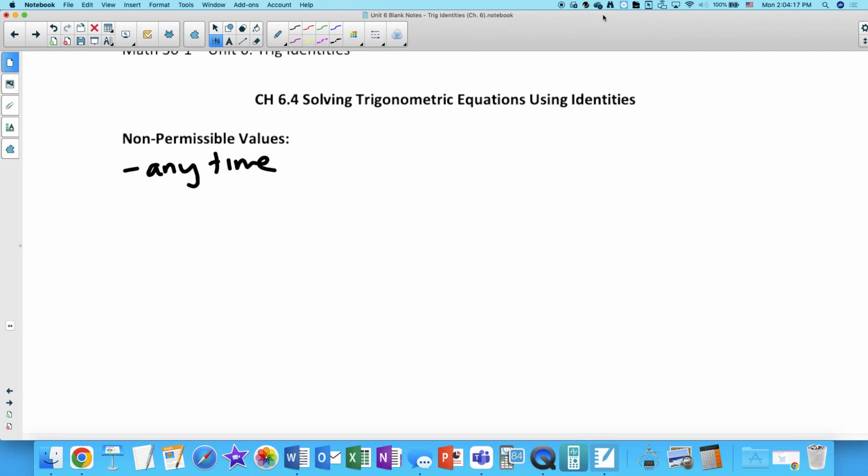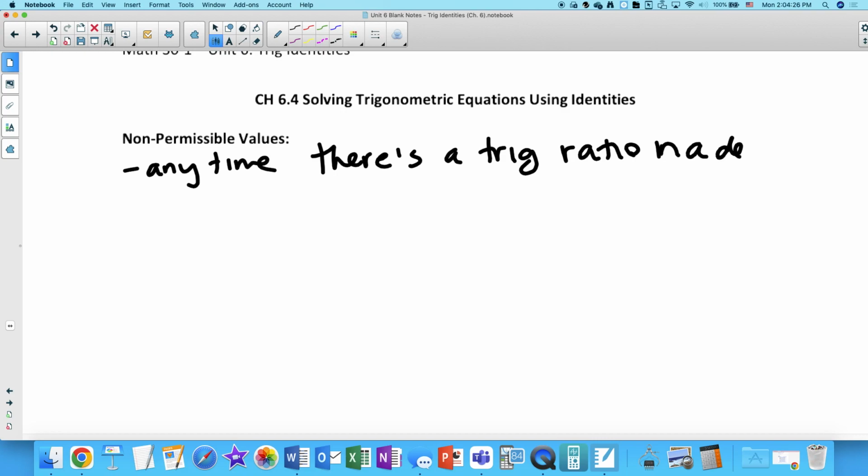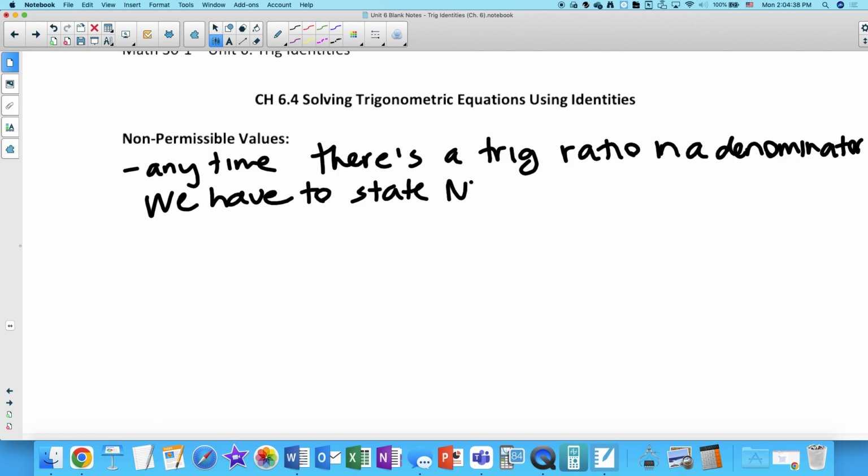Okay, anytime there's a trig ratio in a denominator, okay, we have to state non-permissibles. And depending on whether you're asked to solve the question over a particular domain or give the general solution, your non-permissibles sort of have to align with that.